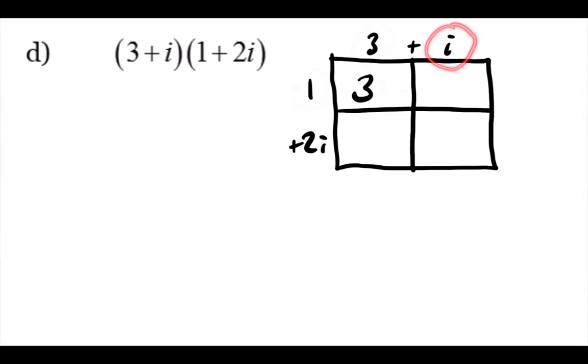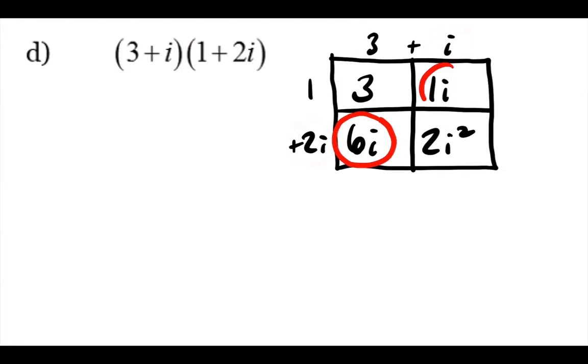And then i times 1 makes what? 1i or just i, right? You can put a 1i if you want. You can just put a regular i if you want. It's the same thing, right? Over here, a 3 times a positive 2i makes a 6i. Good. And then the last one, i times 2i makes a 2i squared. Yeah, if I have i times i, that's going to be squared. Multiplication is done. Now combine like terms.